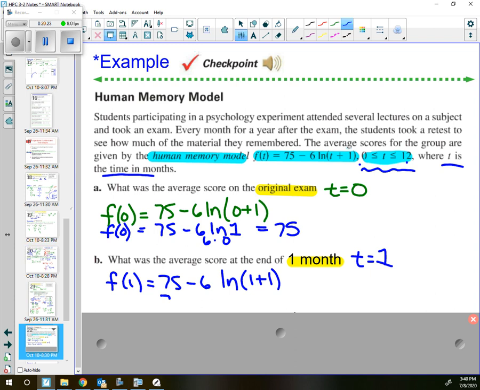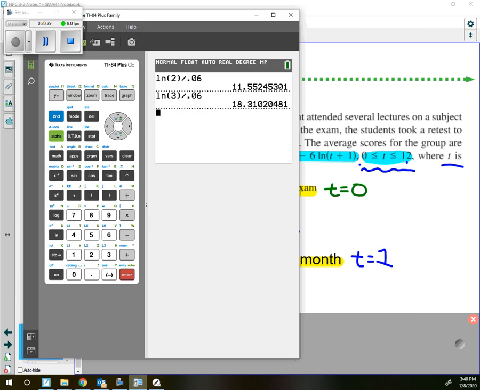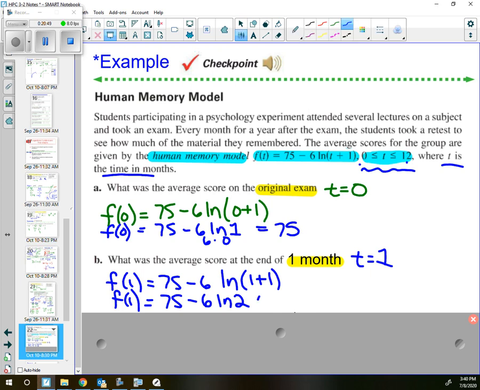All right, well, that would be the natural log of 2. So 75 minus 6 times the natural log of 2. Now, ln of 2 might not be something that you can do in your head. So this would be one that we could definitely enter in and see what we get on our calculator here. So let's go ahead and type that in. So we're going to do 75 minus 6 times the ln of 2. All right, it looks like 70.84. So the score that we get would be about 70.84. So notice if we're thinking of this as percent, after a month, you've lost not quite 5%, so 4 and a little percent of what you knew originally.